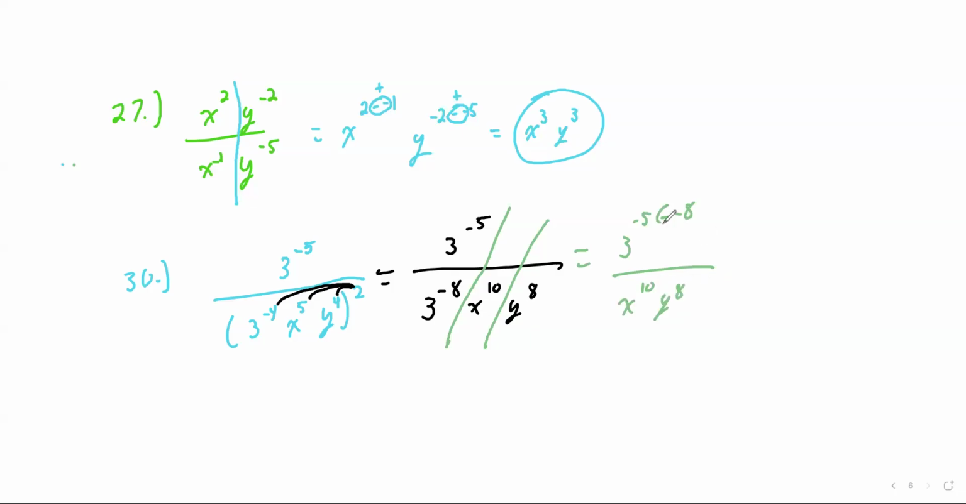And now I'm going to clean up the top. 2 negatives make a positive. So negative 5 plus 8 actually gives me 3. And then it does want you to work that out. So 3 times 3 is 9 times 3 again. So I actually get 27 over x to the 10, y to the 8. So this will be your final result there.